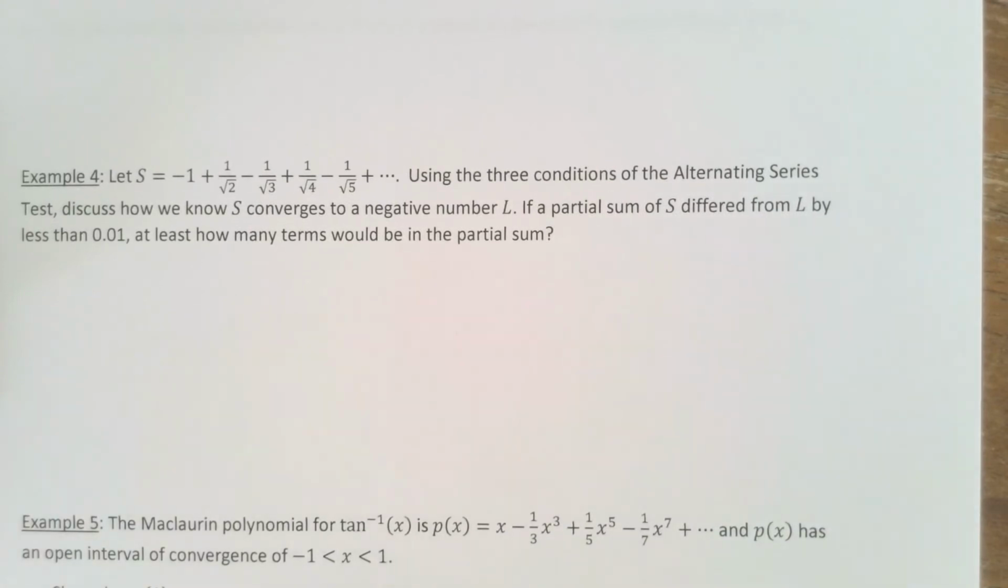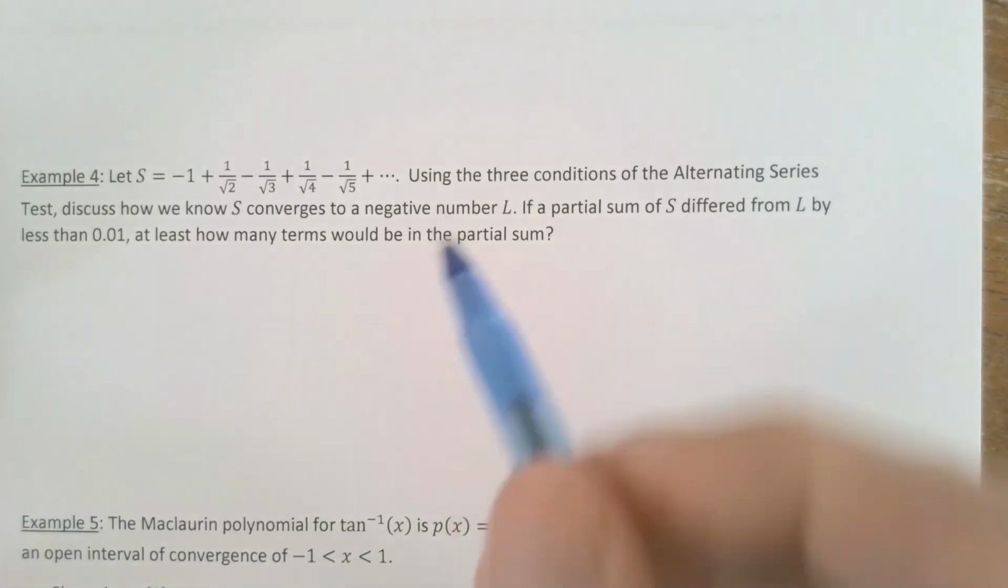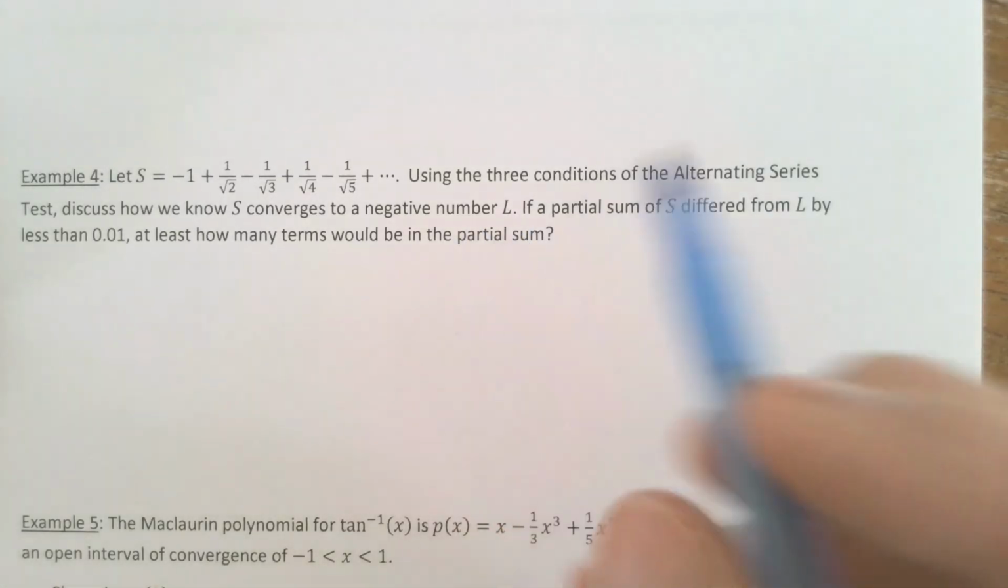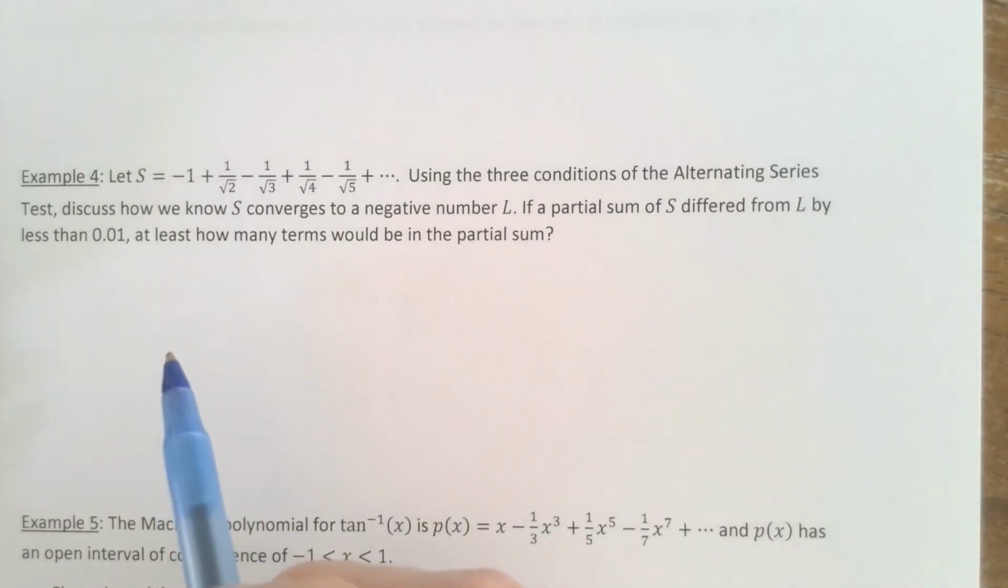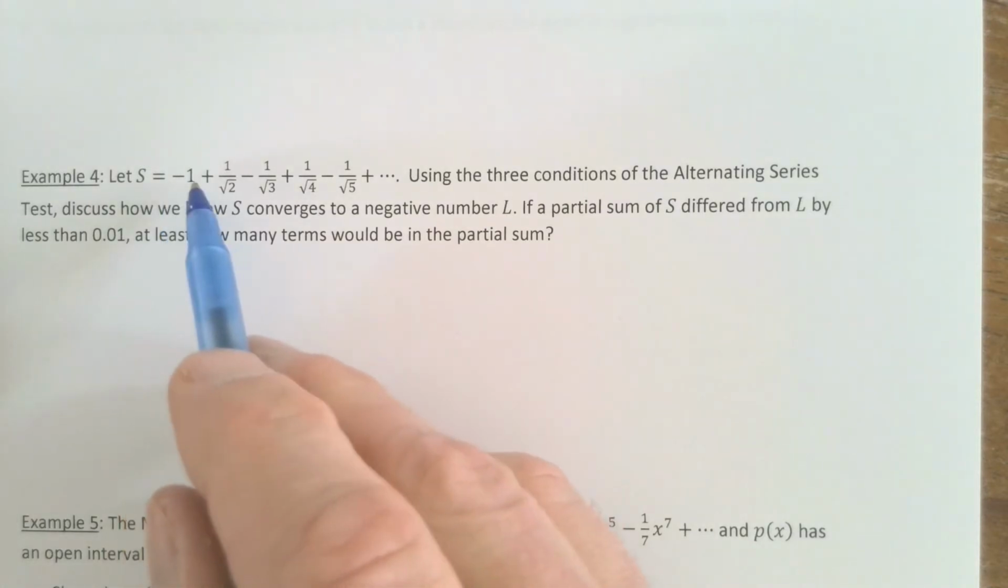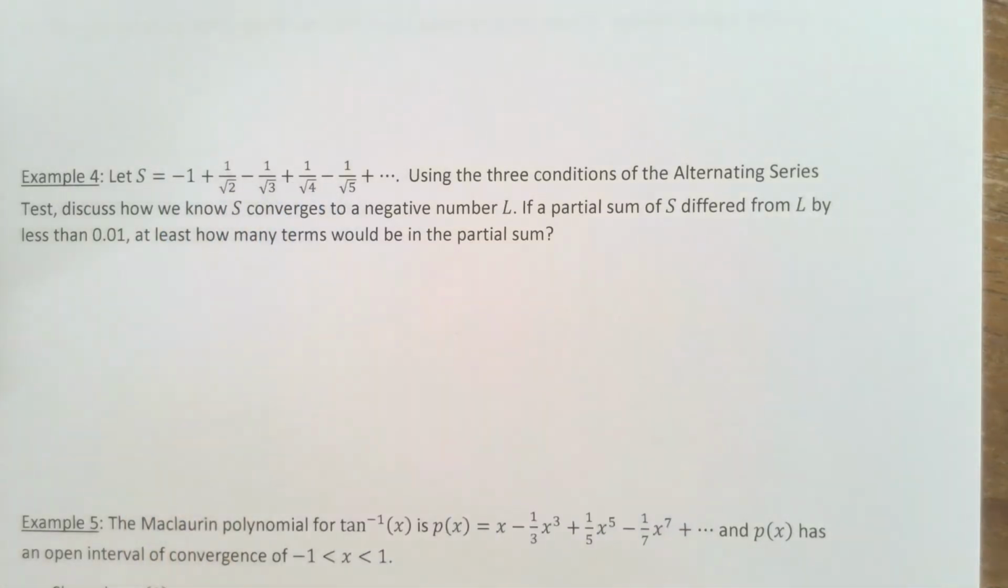Okay, quickly here, we have an alternating series in example 4. We're supposed to discuss whether this thing converges or diverges. Actually, it says we know it's going to converge to a negative number L. So that must mean that the three conditions of the alternating series test are satisfied. Is that right? Well, negative, positive, negative, positive. We have a strictly alternating series.